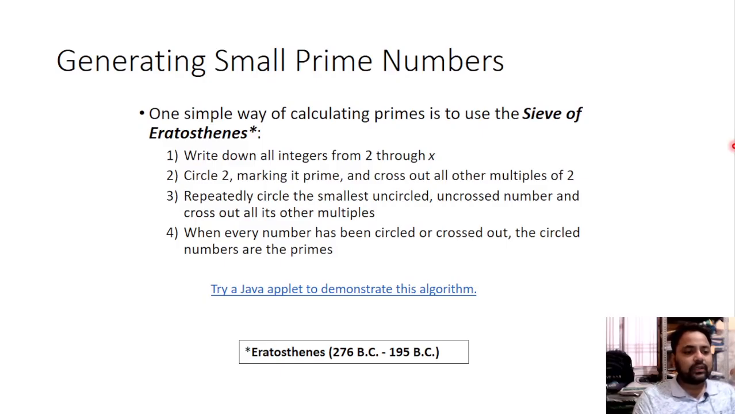First, write down all integers from 2 through x. Second, circle 2, marking it prime, and cross out all other multiples of 2. Third, repeatedly circle the smallest uncircled, uncrossed number and cross out all its other multiples. Fourth, when every number has been circled or crossed out, the circled numbers are the primes.